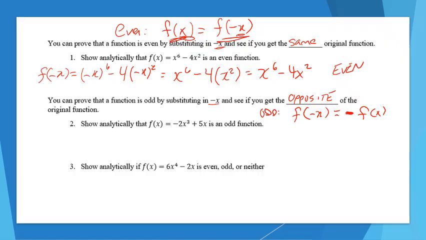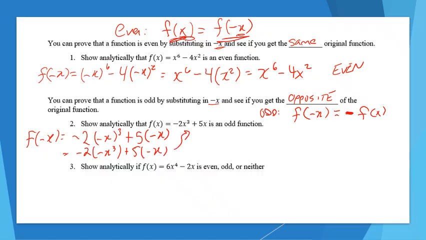Here, you need to do one more step. So first, let's find f of negative x. This is going to be equal to negative 2 times (negative x) cubed plus 5 times negative x. And so here, those two negatives would cancel, and we would get 2x cubed and then minus 5x. And what we have here is our f of negative x.